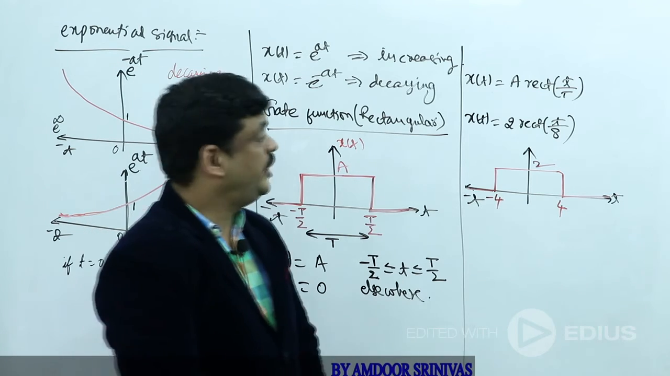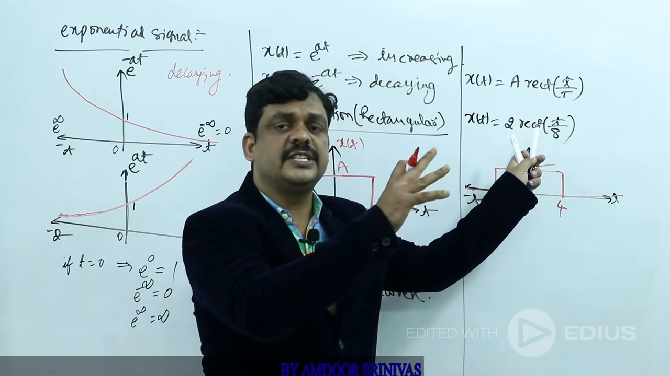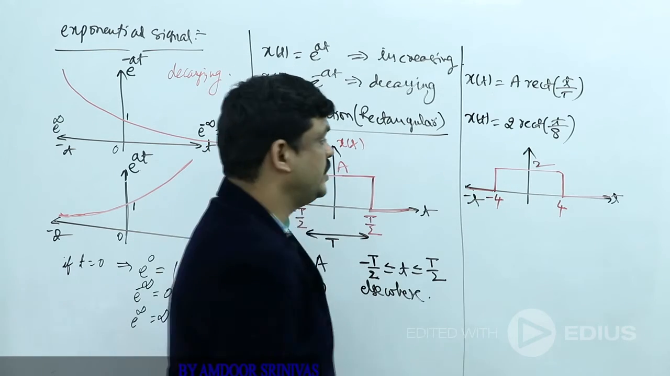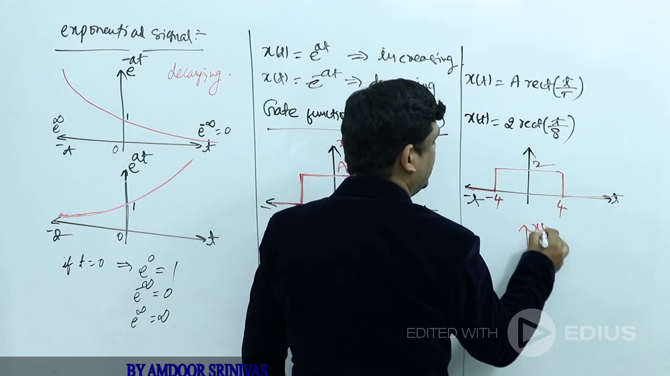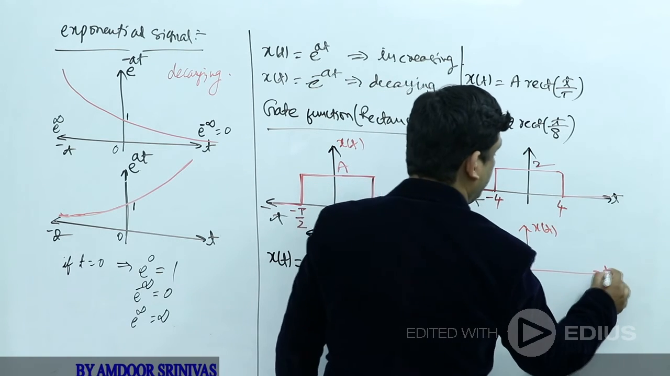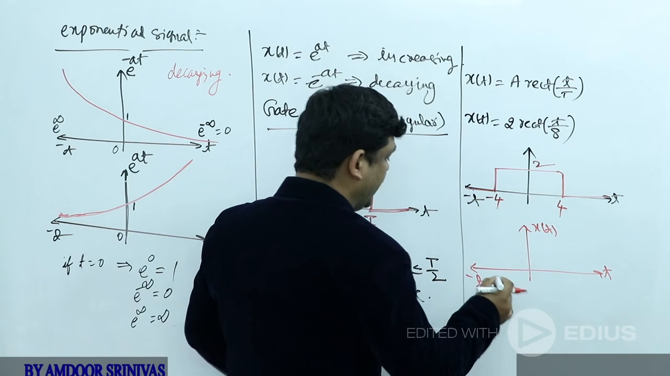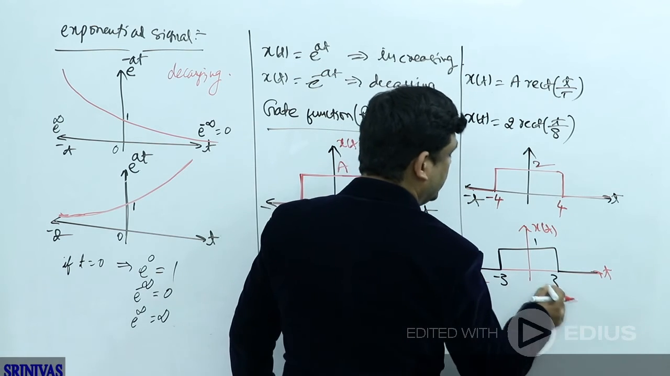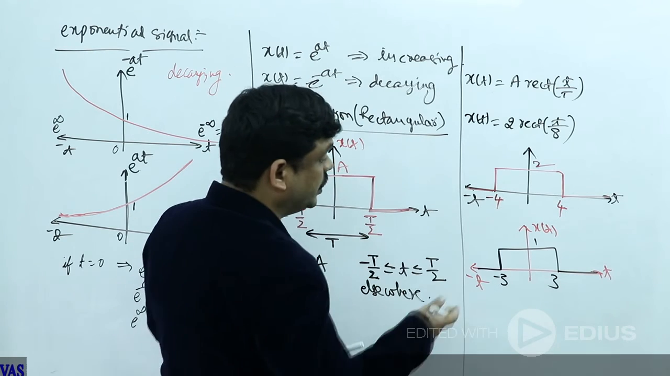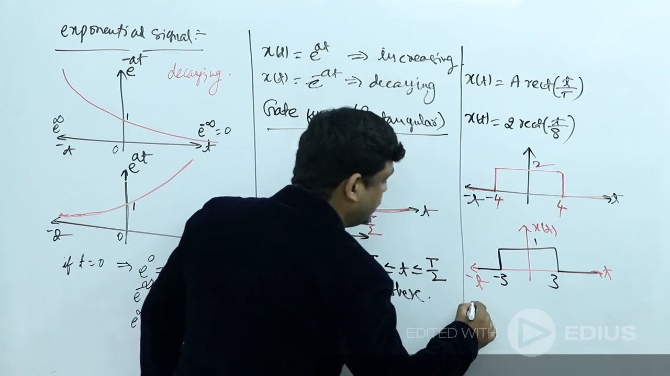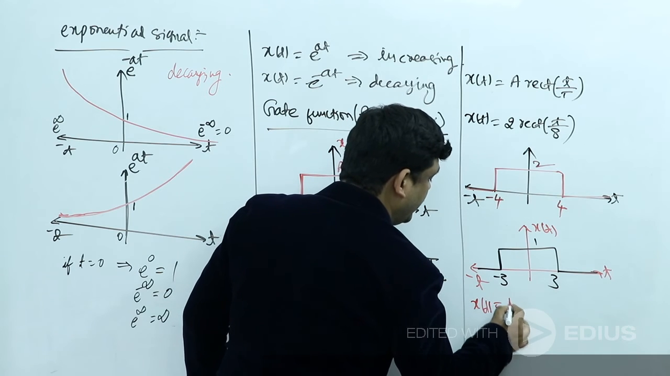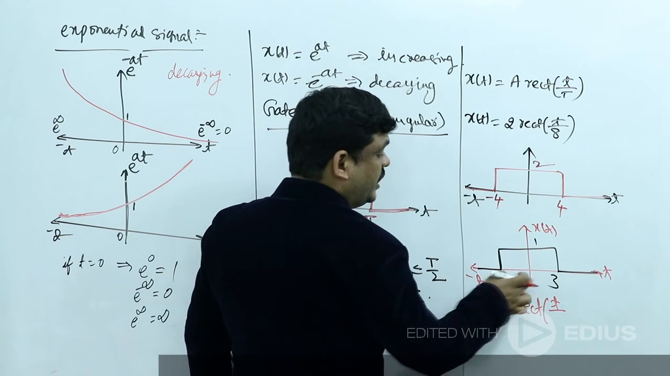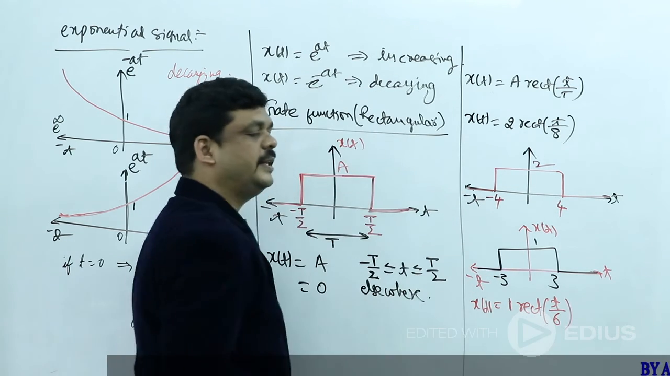Sometimes our expected questions are of this type: the functional representation is given, then draw the graphical representation. Or sometimes the graphical representation of the x of t signal is given below, and it is defined like this. Then write the functional representation of the signal. This signal is a rectangular signal. The amplitude is how much? 1. That's why I'm writing 1 into rect of t by. The total time period is how much? Minus 3 to plus 3, so the total time period is 6.